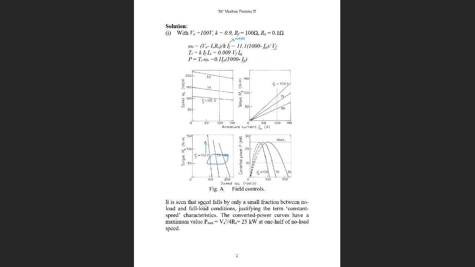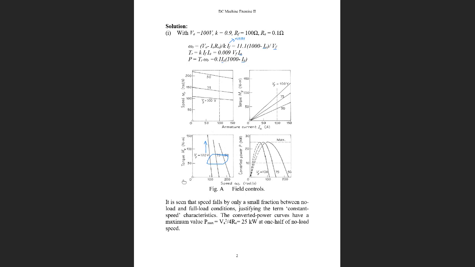So for this kind of DC motor, if we have a fixed terminal voltage applied, although the torque changed so much, the motor speed stays almost constant. And also the powers for this case: the maximum power of these motors is about 25 kilowatts at one half of loading speed.